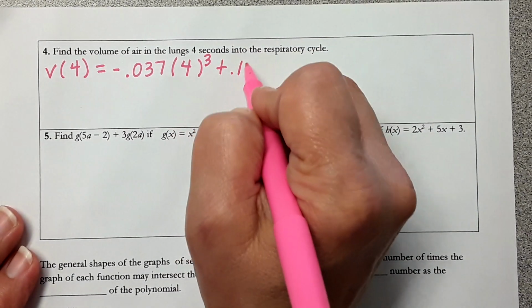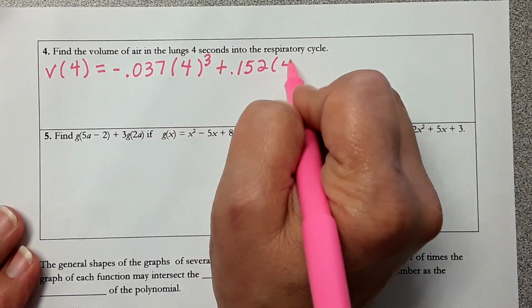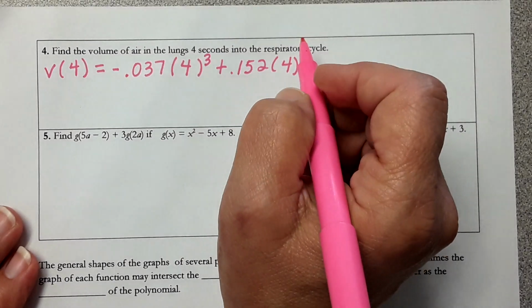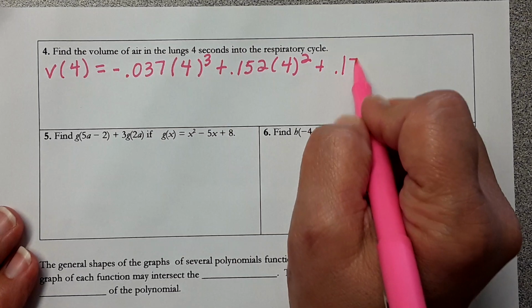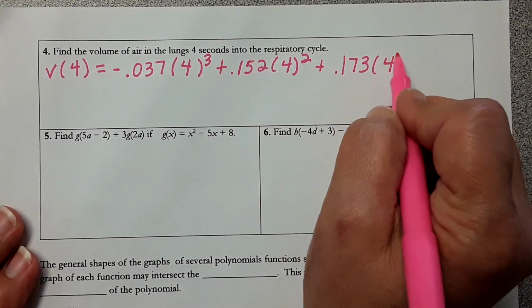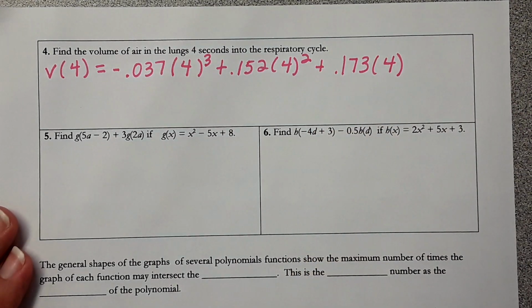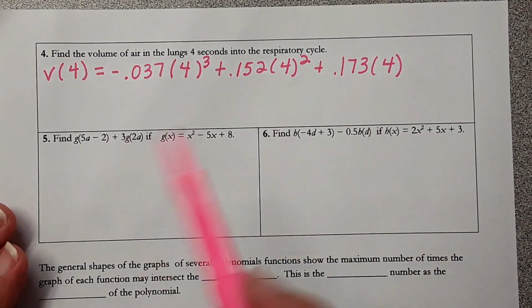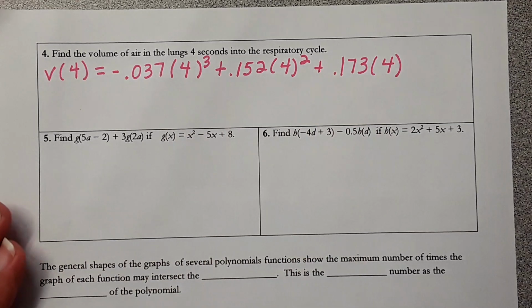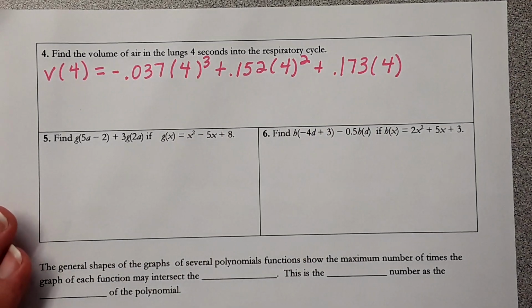plus 1.52 times 4 raised to the second power plus 0.173 times 4. So these T's were all the x's from the previous problem, and now we're going to multiply.